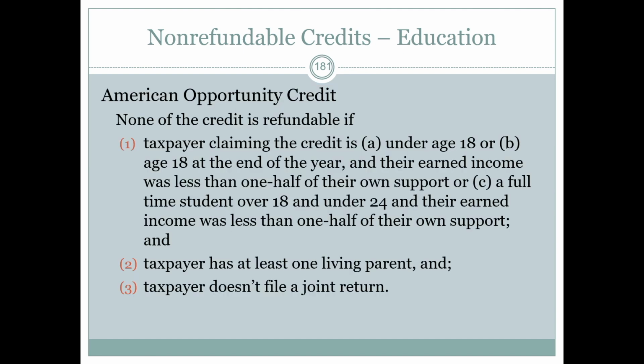Now, there is a time when part of the credit is not refundable, and that is if 1, the taxpayer claiming the credit is A, under age 18, or B, age 18 at the end of the year, and their earned income was less than 1/2 of their own support, or C, a full-time student over 18 and under 24, and their earned income was less than 1/2 of their own support. And 2, the taxpayer has at least one living parent. And 3, the taxpayer doesn't file a joint return.